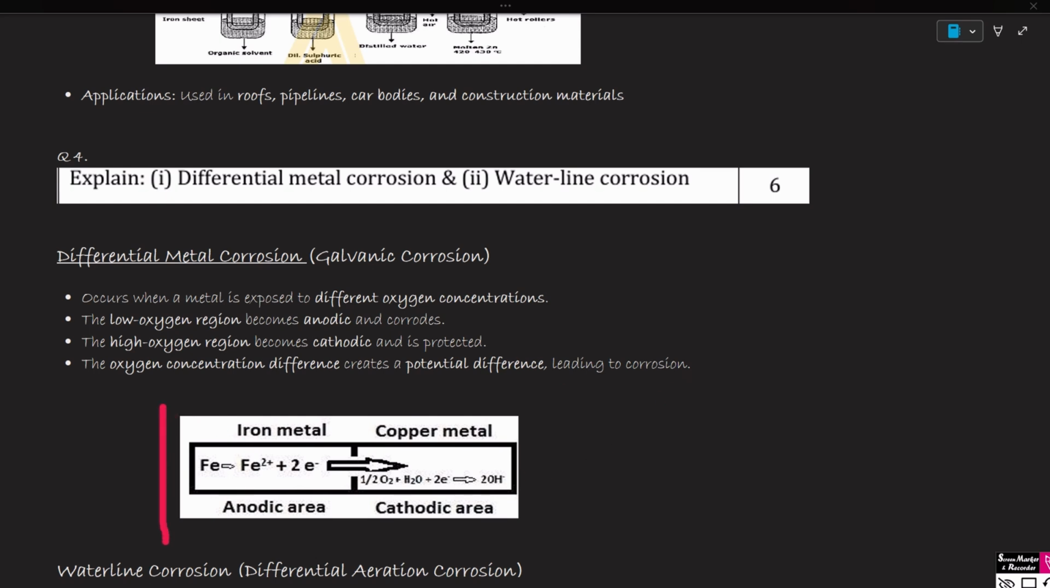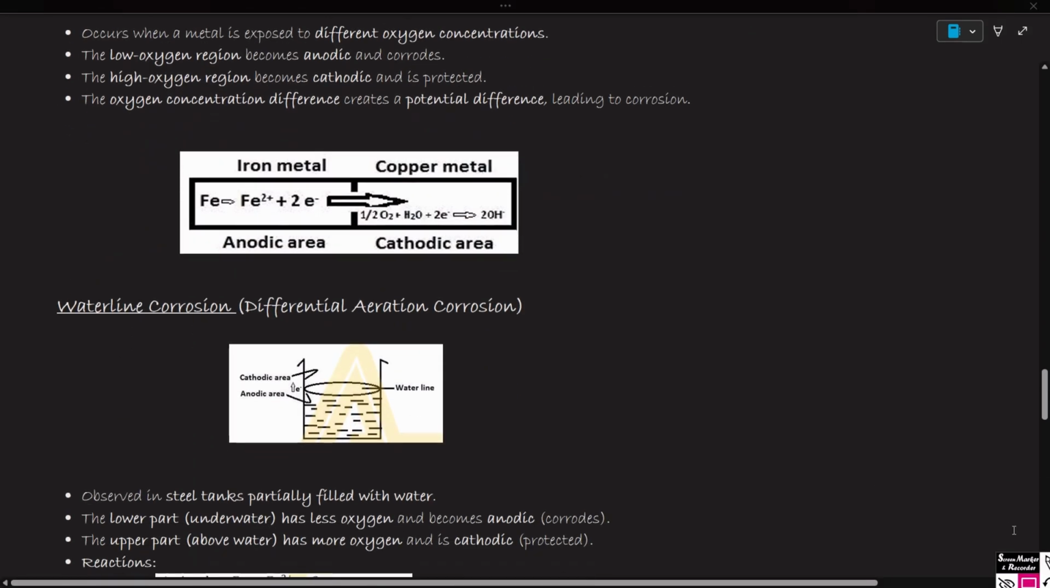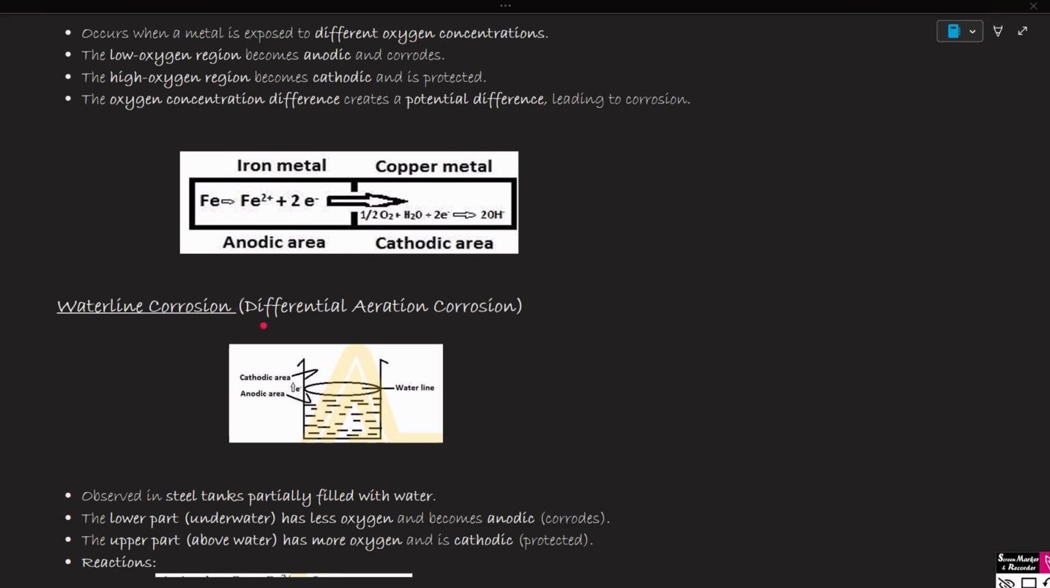So here you can write this example to get the marks. Just write the iron metal, copper metal, anodic area, cathodic area. Mark the anodic area as getting corroded and the cathodic area as not getting corroded. Waterline corrosion is an example of differential aeration.